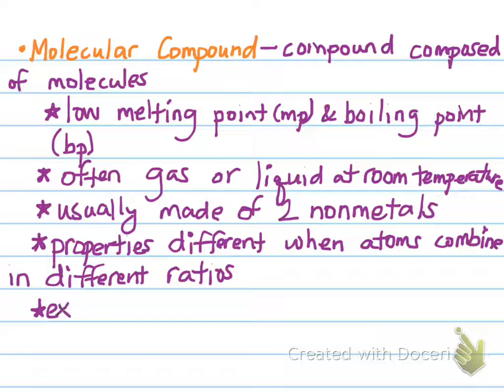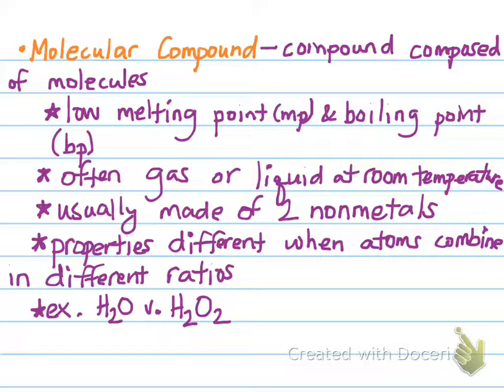Some examples of that, okay, H2O versus H2O2. Okay, anybody know what H2O2 is? That is hydrogen peroxide. So these are the same two elements, right? Both hydrogen and oxygen, but they're combining in different ratios. In water, it's 2 hydrogens to 1 oxygen. And in hydrogen peroxide, it's a 1-to-1 ratio, right? 1 hydrogen to 1 oxygen.